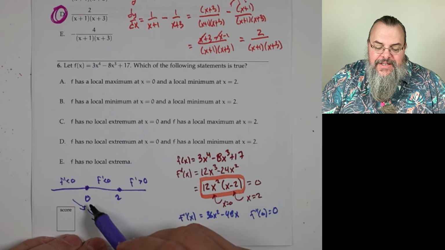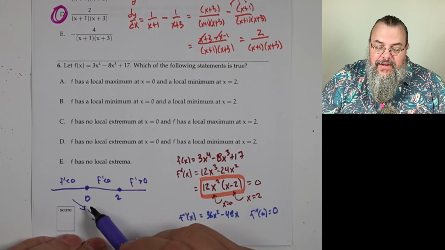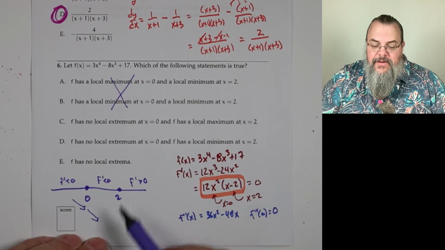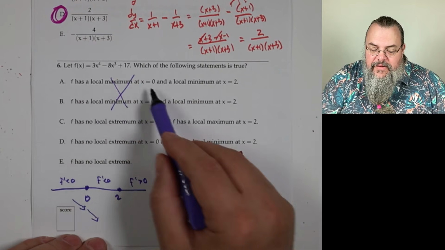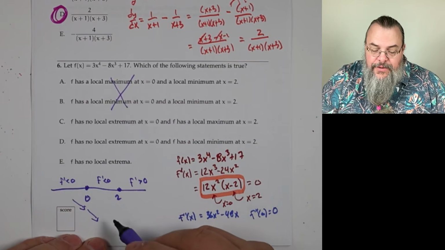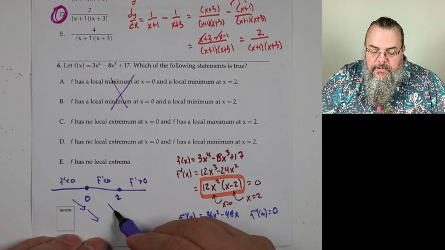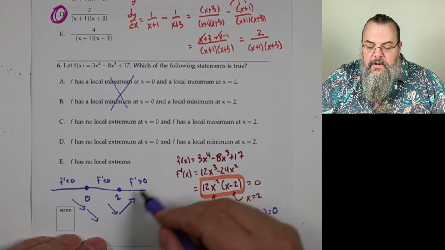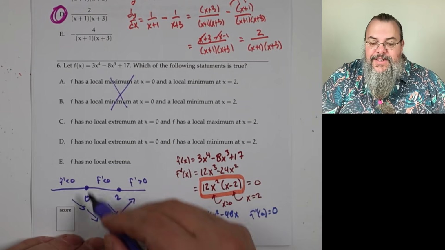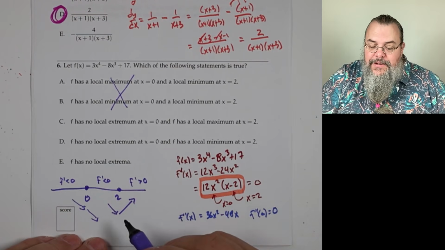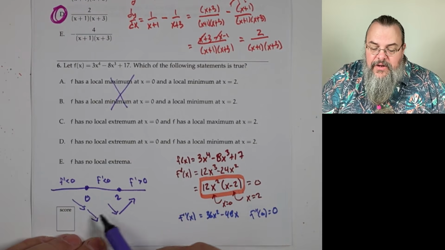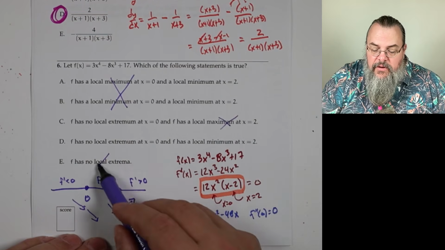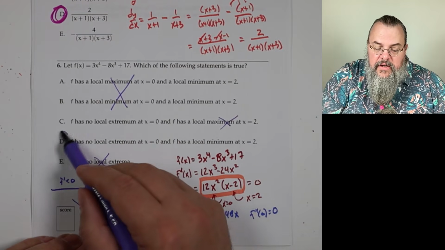Now, what does that tell you? Well, it says 0 is not a local min or a local max. So it rules out A and B. Because, it says local min at 0 or local max at 0. Okay, so it's not that. Now, what about 2? All right, it says we're going down before 2, and then we're going up after 2. Down, up. What's happening at 2? 2 is a local min. So there's no local extrema at 0, but there is a local min at 2. Okay, so this says a local max at 2. This says no local extrema. So the answer is D.